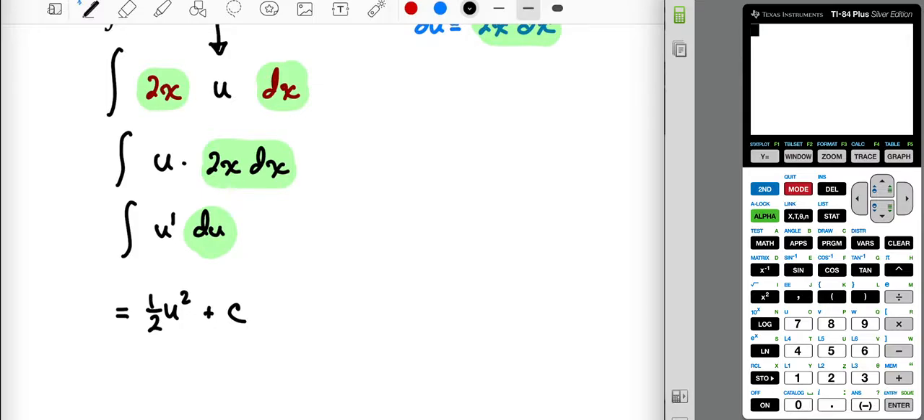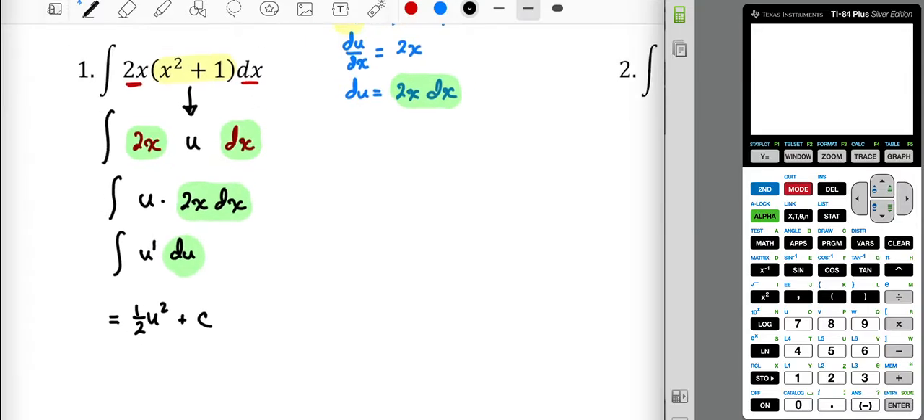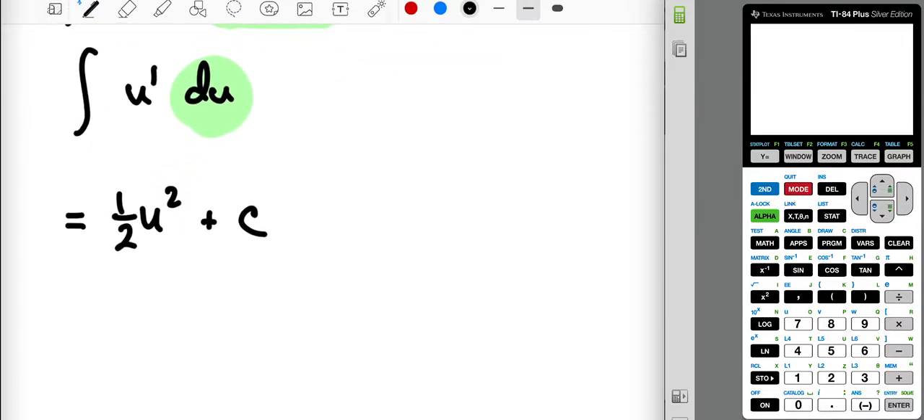Not our final answer, because our original question was posed in terms of x's. So our answer has to be given in terms of x. Fortunately, we have a relation between u and x. u is the same as x squared plus 1, so I'm going to replace the u with an x squared plus 1.